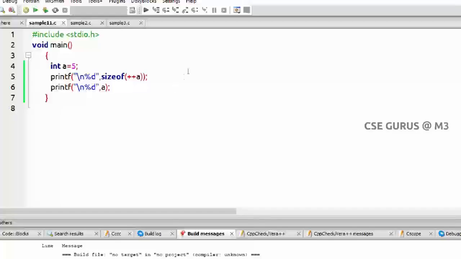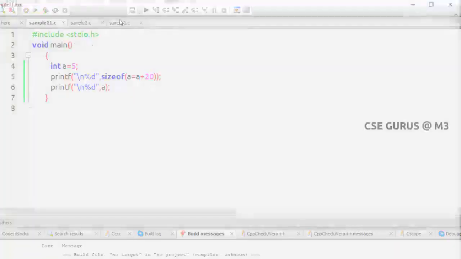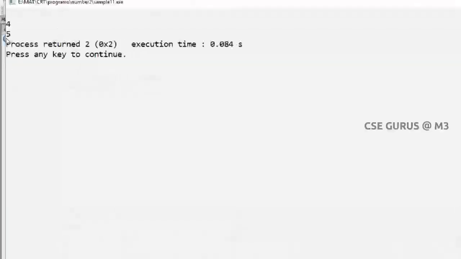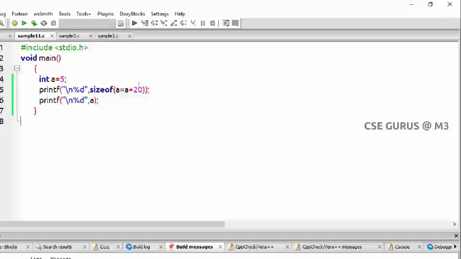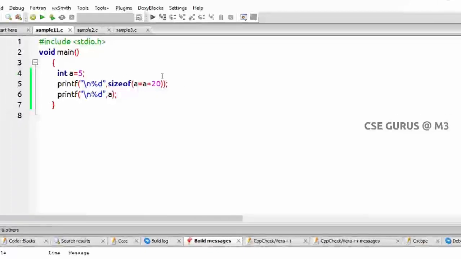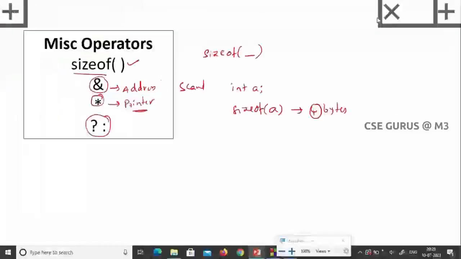So what is our conclusion? Whatever operations you do inside sizeof will not be reflected. Whether it is ++a or --a, or a = a + 20, it will not be reflected. Even in this case, the value of a must be 5 only. You can check it out. Yeah, you can see it is not changing. This is the one thing you need to remember, especially about the sizeof operator.